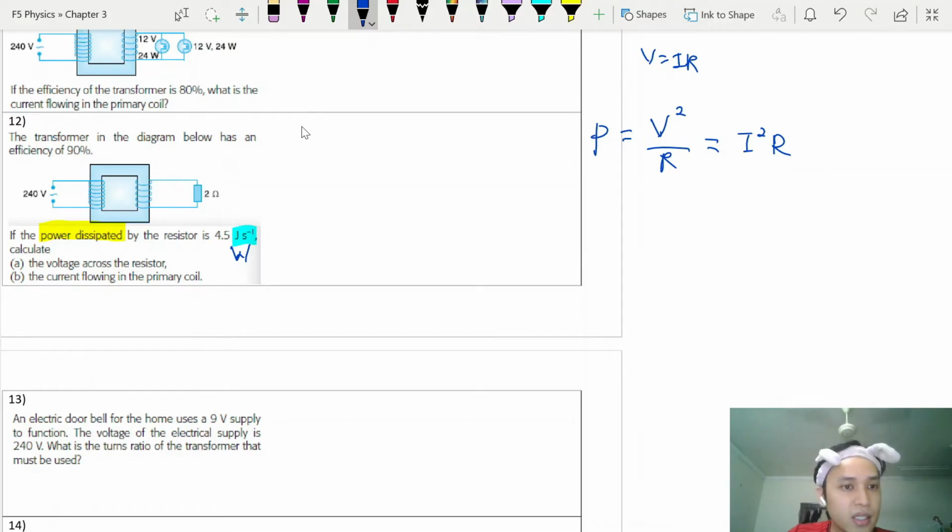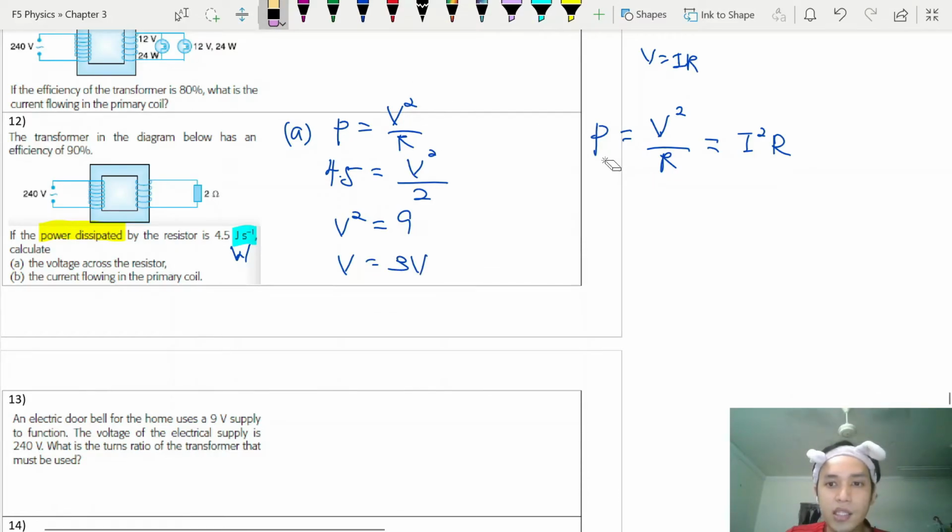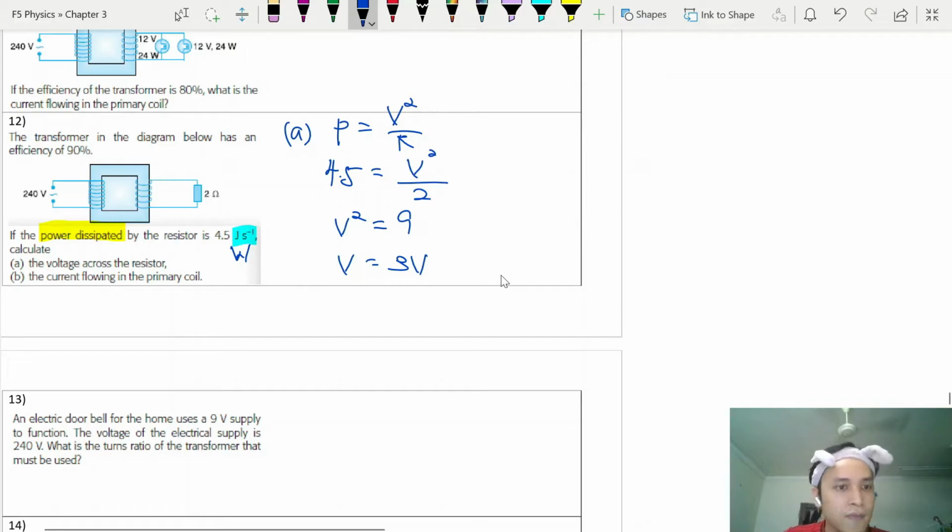Now this one, joules per second is the same as watts. So they want me to calculate the voltage across the resistor. Since they want the voltage, meaning I'm going to use this V squared over R. So power here is 4.5 watts. V squared over the resistance, this is 2 ohm. So V squared equals to 9. So V is equals to 3 volts, square root. Next, they want to know the current flowing in the primary coil.